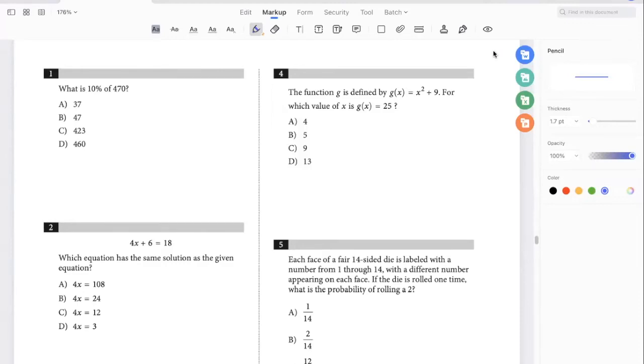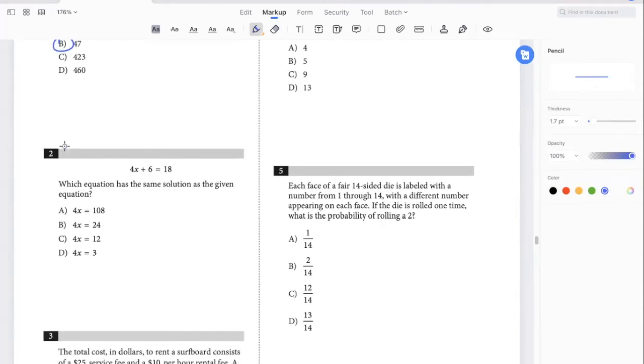Question 1, what is 10% of 470? So that's 47. Which equation has the same solution as the given equation? So 4x plus 6 is 18. So 4x is 12. So that's C.